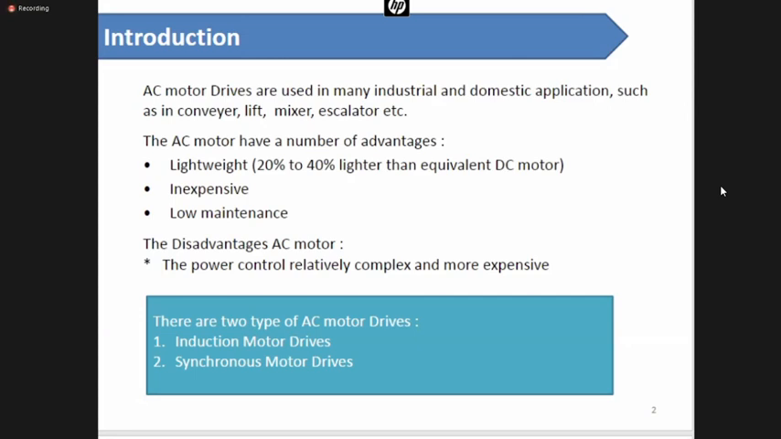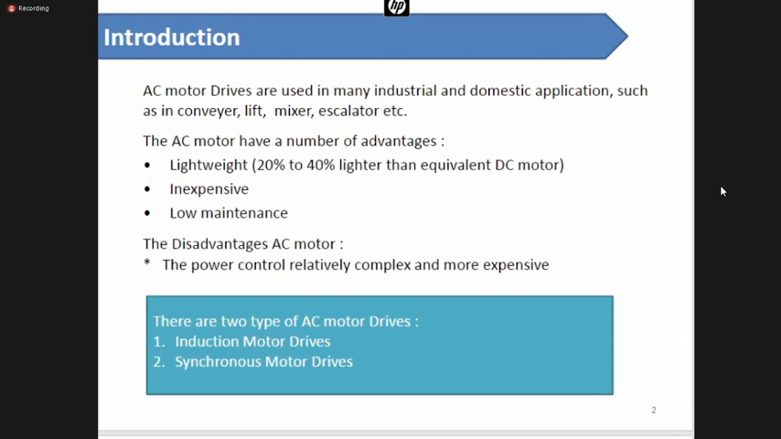And the question is, why are we going to use these AC motors almost everywhere? Because these AC motors are low maintenance, because they don't have any brush or commutator setup like you had with DC motors. So these AC motors will have a longer lifetime, and because of the lack of these setups, when you compare the same rating of a DC motor and an AC motor, you will find that the AC motor is 20 to 40% lighter than the equivalent DC motor.